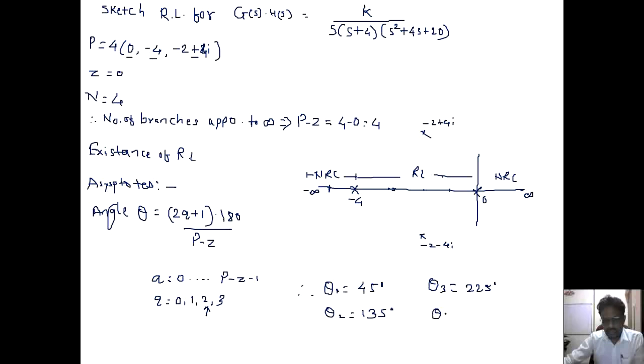And lastly theta 4 for the q is equal to 3. So 2 into 3, 6 plus 1, 7 into 180 by 4. So 7 into 180 by 4, value is 315 degree. So in this way we got 4 asymptotes: 45, 135, 225 and 315.